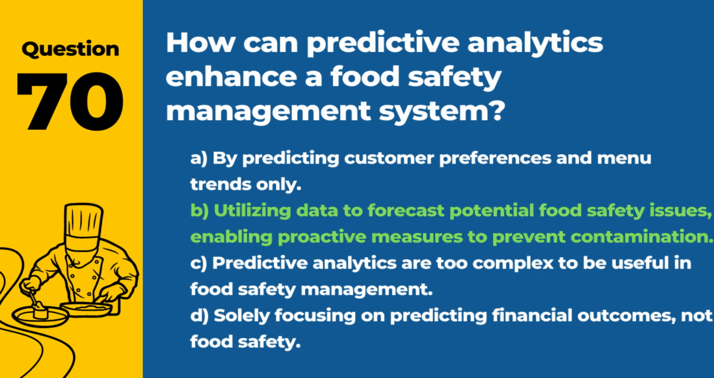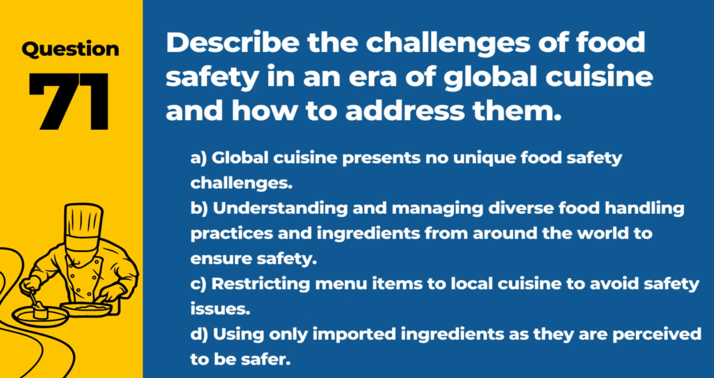Answer: B. Utilizing data to forecast potential food safety issues, enabling proactive measures to prevent contamination. Predictive analytics can be a powerful tool in identifying and mitigating food safety risks before they result in contamination or outbreaks. Question 71. Describe the challenges of food safety in an era of global cuisine and how to address them.